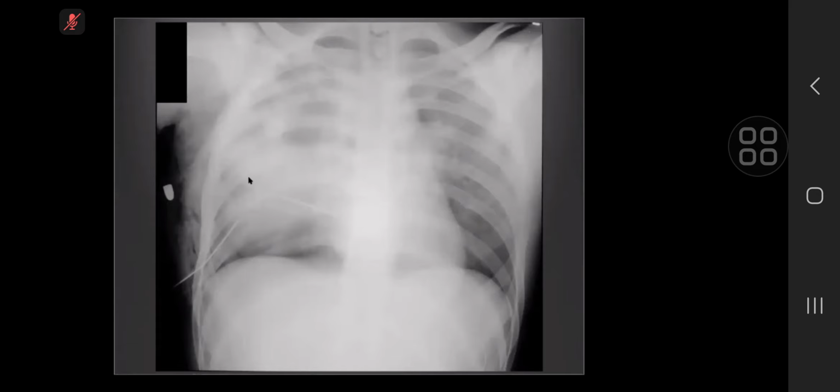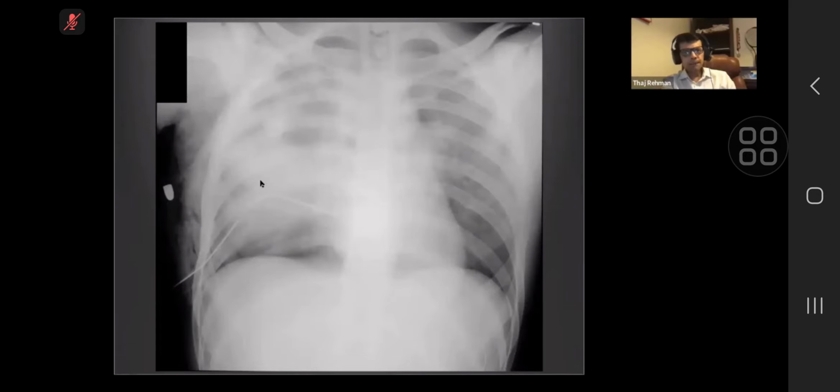Oh, you mean that? Yeah. Well, I would have expected a much smoother margin for that to be called a minor fissure effusion. But that's fine. If you think within that extensive consolidation of the right lung, can there be a loculated effusion in the minor fissure? That's not a thought that can be considered too unreasonable.